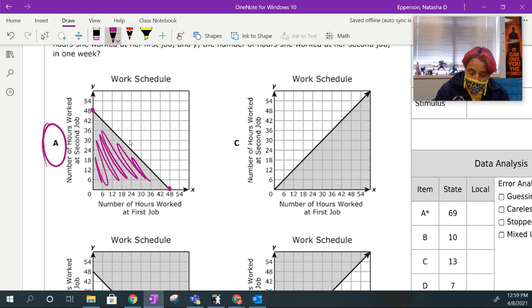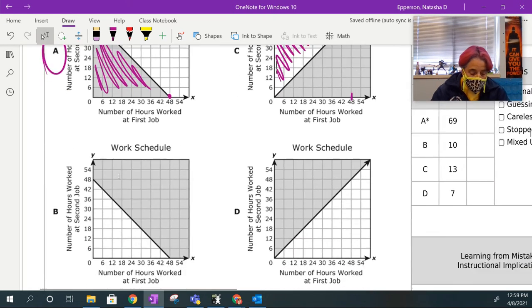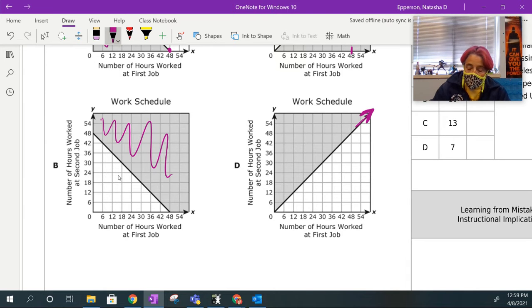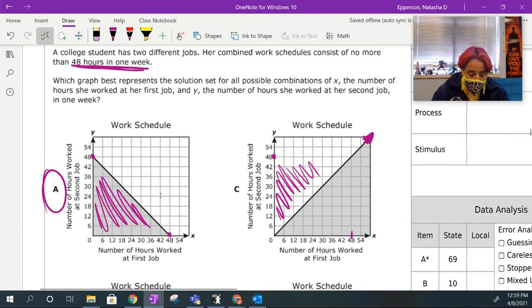Just to talk further, it can't be C because this arrow here continues. It means it's going on to infinity. 48 hours is here, so that means it's not being counted. And even talking about the 48 hours for her second job, we're not accounting for all of these hours on that graph, so it definitely can't be C. On B, all of these are going to be greater than 48 hours, and D, again, has the arrow going on to infinity, so most definitely the answer choice is A.